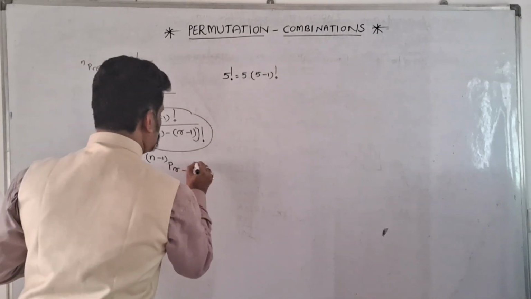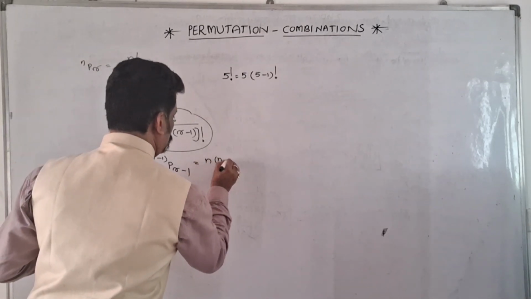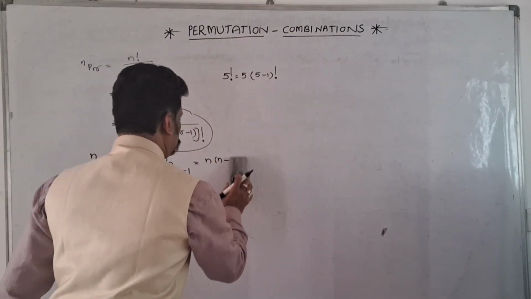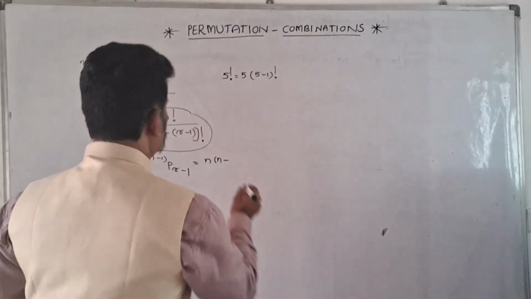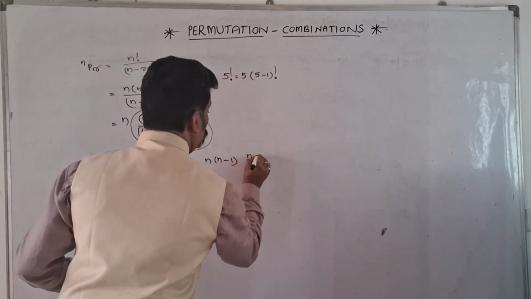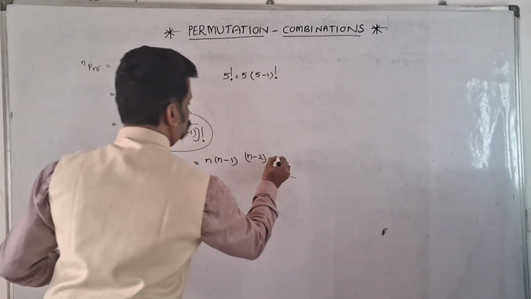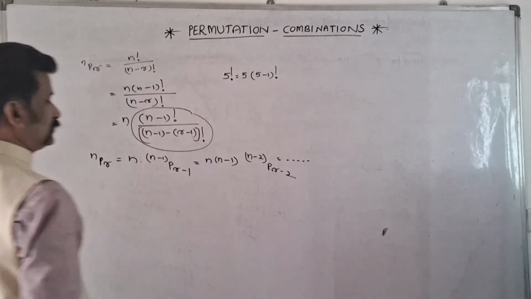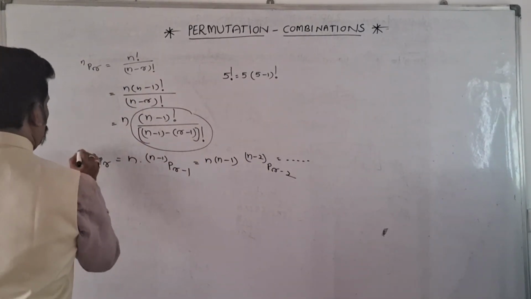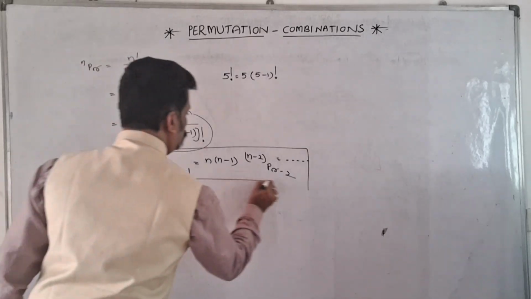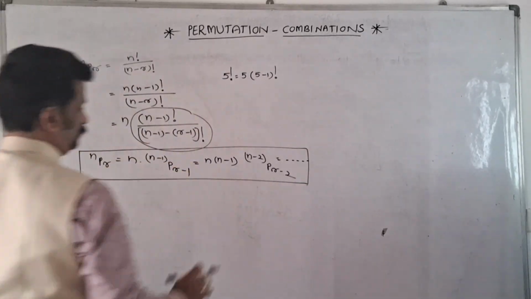Or in other words, n into n minus 1, and this is equal to n minus 1 into n minus 2 P r minus 2, and so on. This is one of the important formulas, very important for the EAP set.